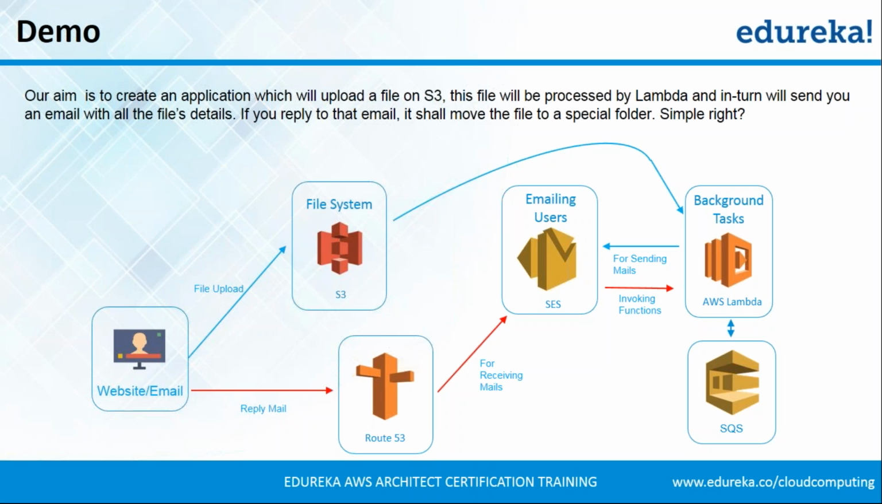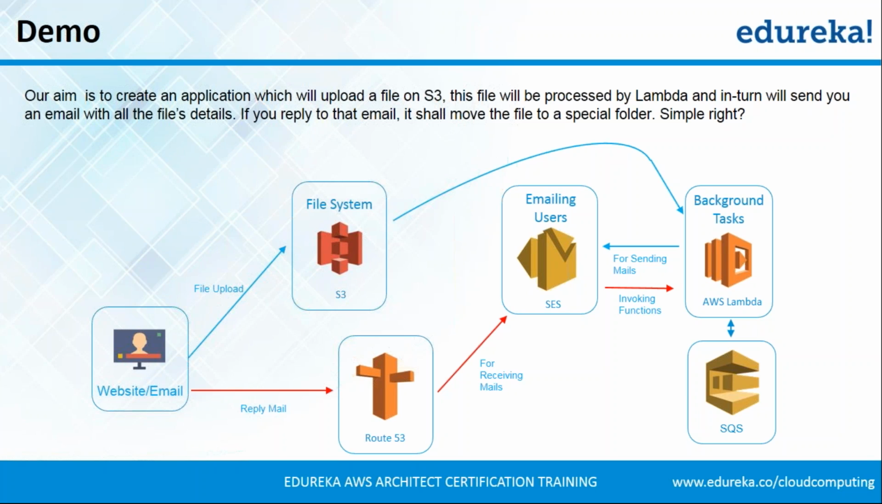Alright guys, so it's time for the demo now. Enough of theory. Our aim is to create an application which will upload our files onto the S3 file system. And what our Lambda function will be doing is, like I told you guys, a Lambda function basically executes your background task, right? We don't want to burden the server on which the website is hosted with this task. We want some other server to execute this task. What is this task? We basically want to get an email with all the details of the file which has just been uploaded on the S3 file system. That email will be sent by the Lambda server.